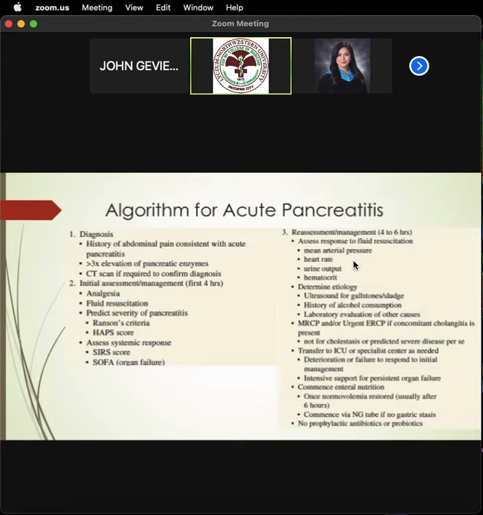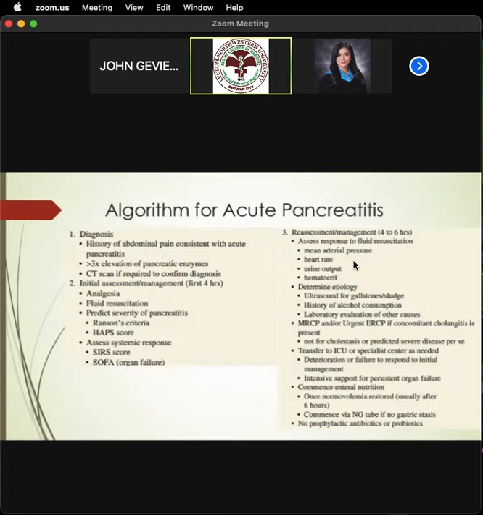Then you could also request for MRCP or urgent ERCP if there's a presence of cholangitis. So cholangitis and pancreatitis might coincide. Okay? So you have to rule out cholangitis also if you have pancreatitis, especially if the cause of pancreatitis is due to gallstone. Then, if you know that your patient has severe pancreatitis with your risk stratification, you transfer your patient to ICU.